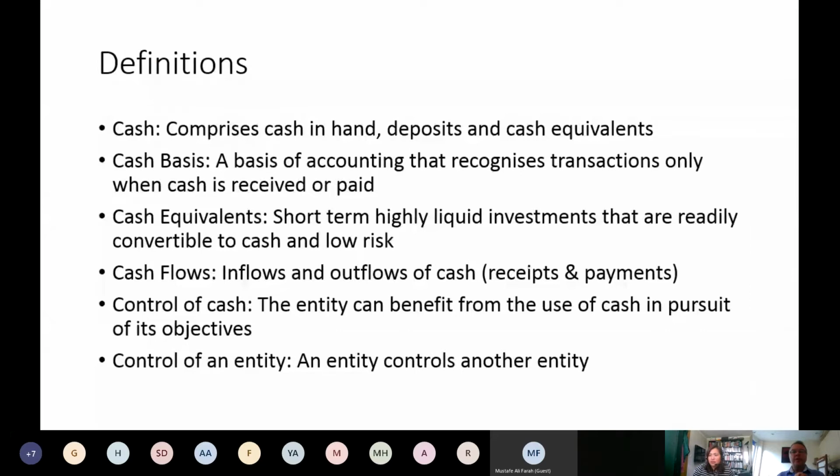Okay, so we're talking here about these definitions under the IPSAS standard, the cash-based standard. And the important thing to remember here is, like we said, it's all about the cash. Cash coming in, cash going out. So we've got the cash, cash in hand, cash on deposit, we mentioned earlier. The cash basis: a basis of accounting that recognizes transactions only when cash is received or paid. Perfect. That's really, really handy.